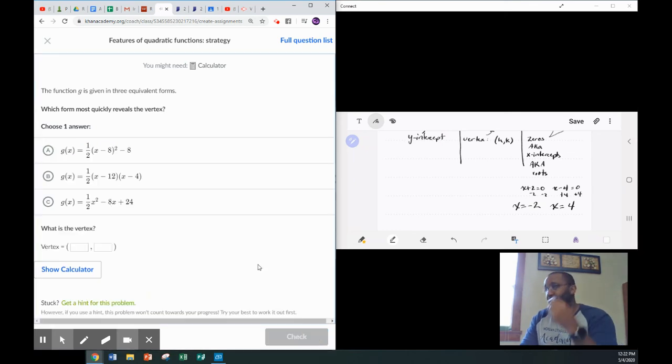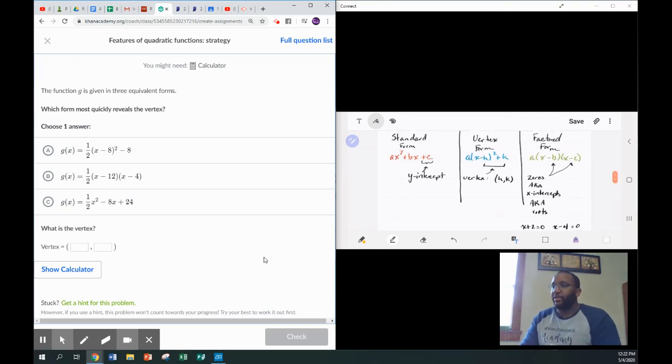Let's do another one. Which form most quickly reveals the vertex? We go back and look at our notes. We say, all right, well, remember, vertex form is the one that has our coefficient and then the x minus some number squared plus some number on the outside. So that's going to have to be A in this problem.